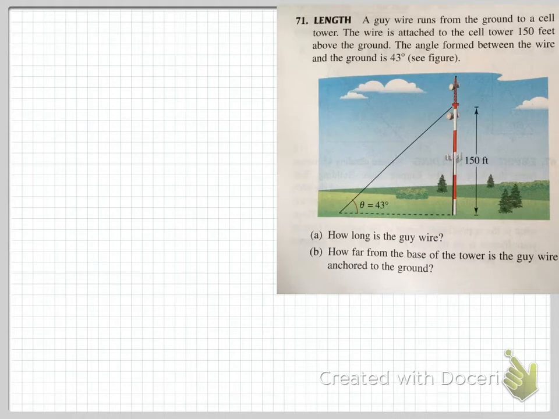So they want to know how long is the guy wire, which is something you might need to know in engineering if you're constructing this tower. So that guy wire is that side right there, which we know is the hypotenuse, because that's the longest side of a right triangle, opposite or across from the right angle.